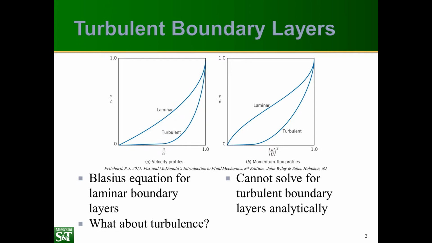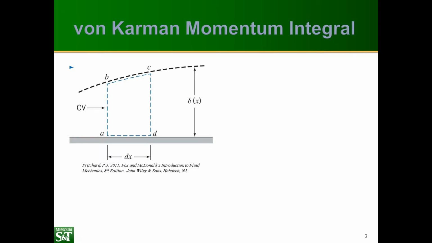Unfortunately, we can't solve these equations directly. Instability due to turbulence prevents solution methods like the Blasius equation, and so we need an alternate method. And our alternate method is the von Karman momentum integral. This idea is intended to provide a general solution for all types of boundary layers, and it's based on this control volume method. So we start by looking at our control volume, and we look at mass in and mass out. And we look at momentum in and momentum out, and we balance this with the drag force.